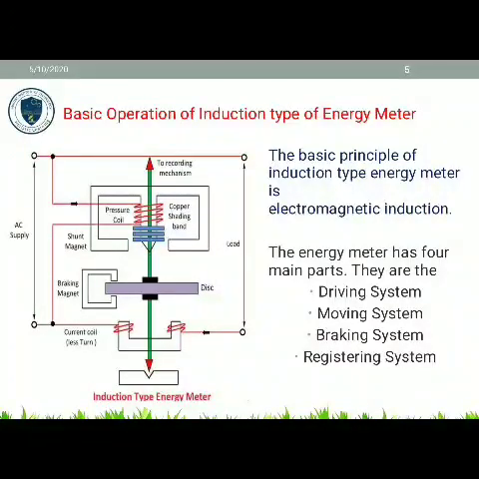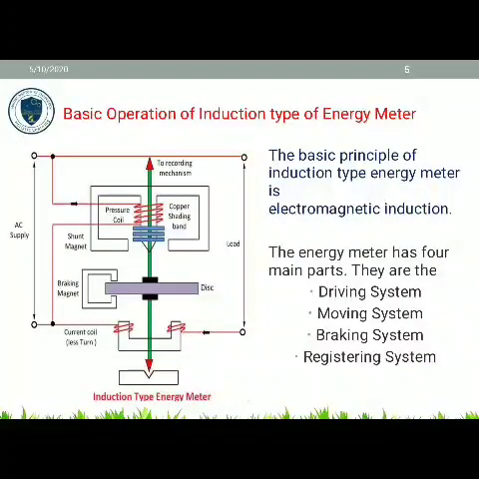Next, the moving system. In the moving system, an aluminum disc is mounted on the shaft of the alloy. The disc is placed in the air gap of the two electromagnets. Then the eddy current is induced in the disc because of the change of the magnetic field. This eddy current is cut by the magnetic flux. The interaction of the flux and the disc induces the deflecting torque.